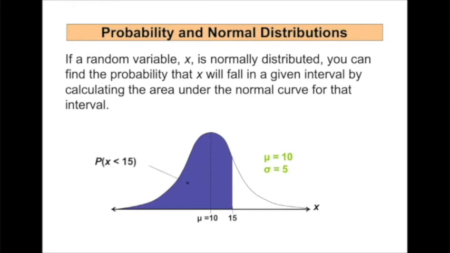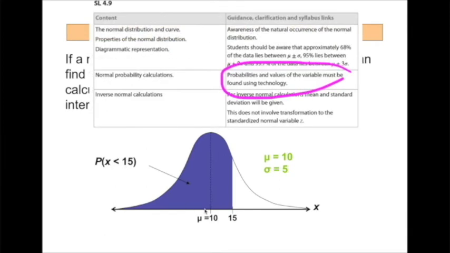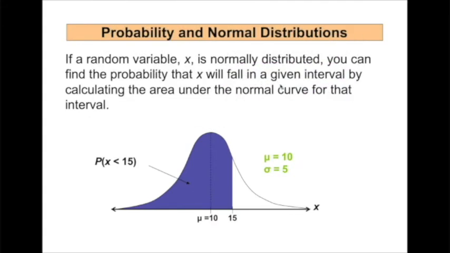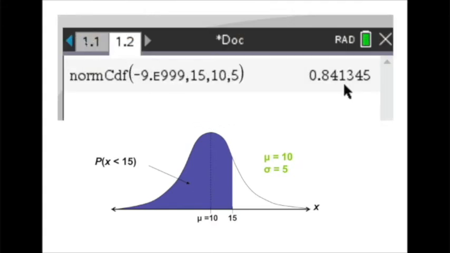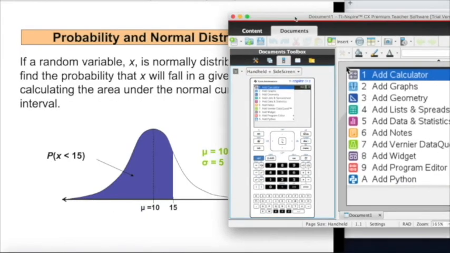So for example, this shaded part represents the probability of x is less than 15. And remember, probabilities and values of the variable must be found using technology or a calculator. So we will not do this manually. Okay, let me open the TI. Here we go.